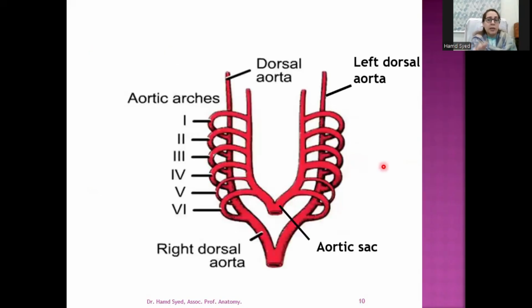Now here I'm showing you the basic pattern of the aortic arches in the early stages of development. In this basic pattern, you can see these are the aortic arches, and in a craniocaudal sequence, we are assigning them Roman numerals 1, 2, 3, 4, and 5th and 6th. You can see the fifth is not so prominent. It will regress, so it doesn't form any adult derivatives. The rest you can see are paired, and their origin is from the aortic sac, and they are terminating into these paired dorsal aortae.